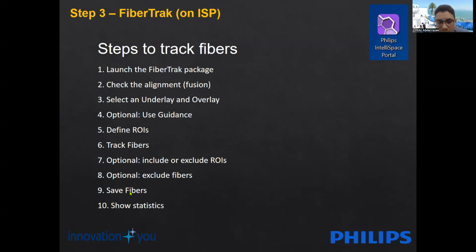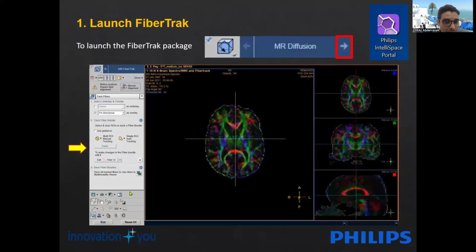And maybe we can use the guidance as help, and define and track all the ROI. Also include or exclude some ROI. It's also optional to exclude some fibers, for example, and to save that and see the statistics. Before, after, sorry. These are the steps that we have.